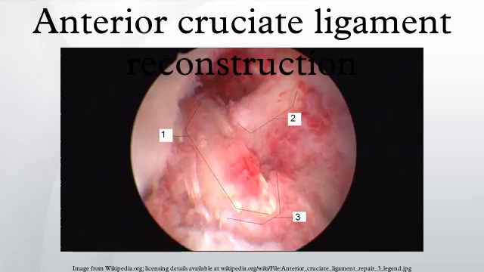Isokinetic testing. This is used to evaluate muscle strength. The individual should have at least 90% quadriceps strength of the uninjured leg. They should also have equal hamstring strength to their uninjured leg as well.